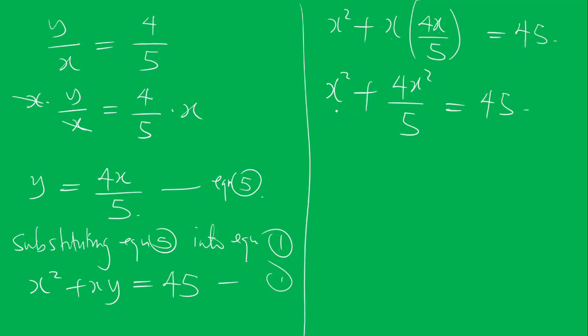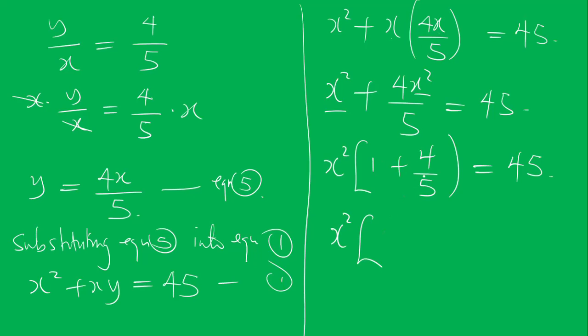Now if you factor, there is a common factor here, which is x squared. If you factorize it out, you now have x squared times (1 plus 4 all over 5) equal to 45. Now that means you have x squared into, if you solve this fraction, 5 all over 5, which is 1, plus 4 all over 5, equal to 45.